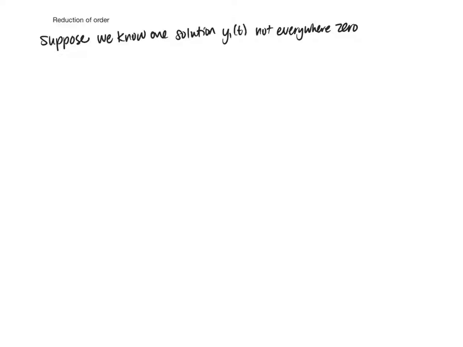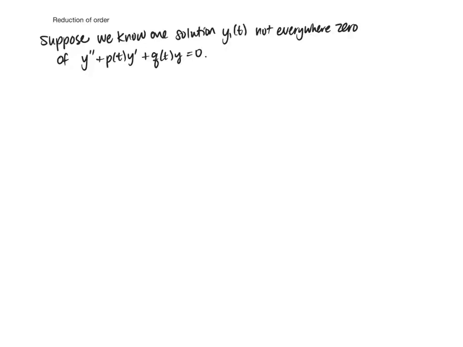So let's suppose we know one solution y1 of t, not everywhere 0. Otherwise, it wouldn't be a very interesting solution of this differential equation y double prime plus p of t y prime plus q of t y equals 0.